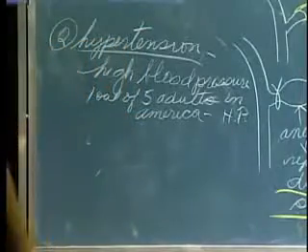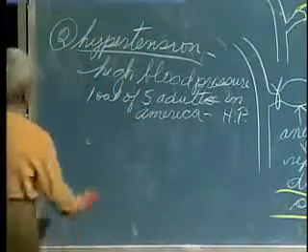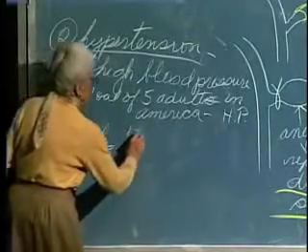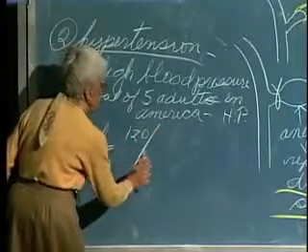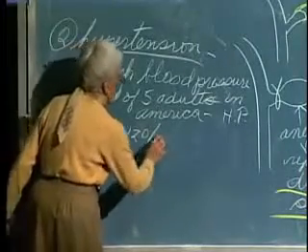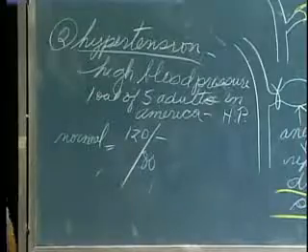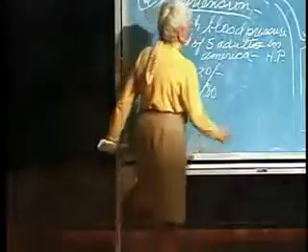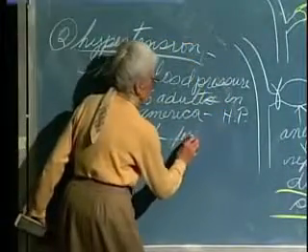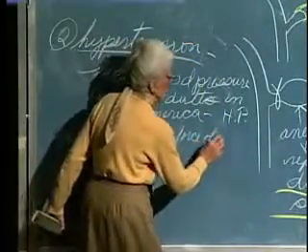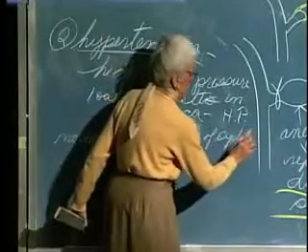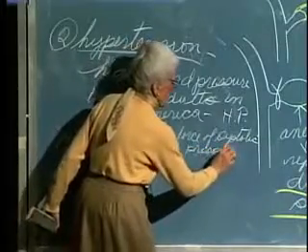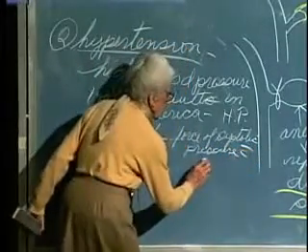So what is normal blood pressure? 120/80. What does that stand for? 120 is the force of systolic pressure with ventricular contraction.